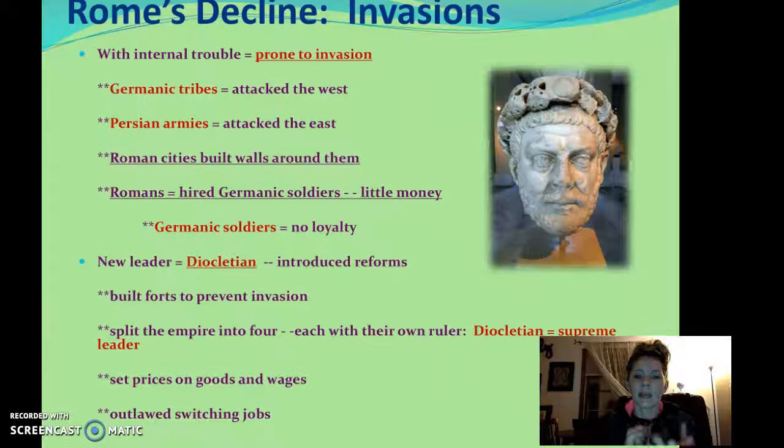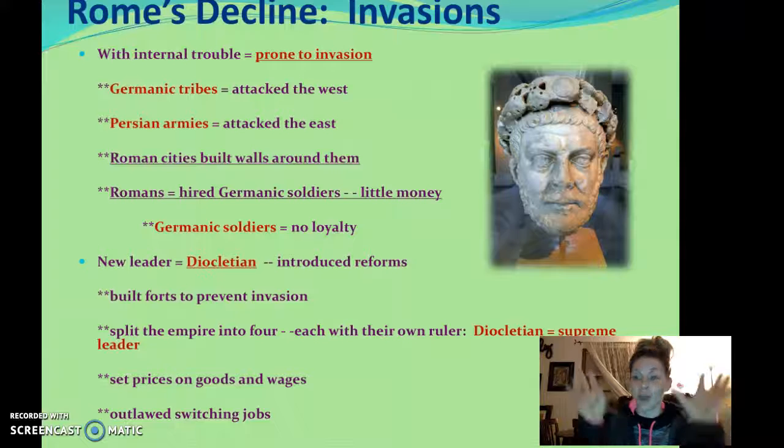Okay, so Diocletian took over at this time. He built forts at different areas. He actually took the empire itself and split it into 4 regions. Okay, so we notice that they're kind of going down that same path that Greece did. Remember, Greece divided theirs into 4 regions, which only led to its downfall. Okay, Diocletian is going to follow that same suit.